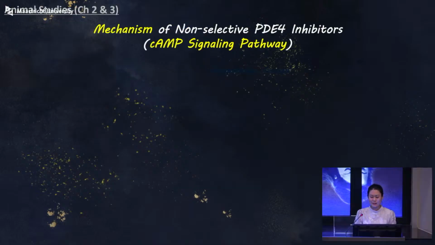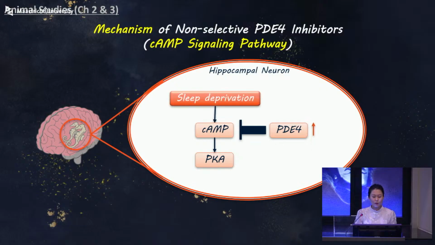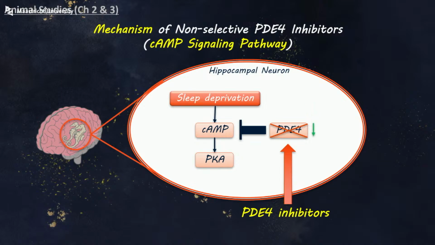Let's start with the animal studies. This slide shows the intracellular mechanism of non-selective PDE4 inhibitors, specifically through the cAMP signaling pathway. In the hippocampal neuron, cAMP activates PKA, and PDE4 blocks cAMP. During sleep deprivation, PDE4 protein level goes up. It decreases the cAMP signaling pathway, which in turn leads to poor memory. PDE4 inhibitors help by blocking PDE4. It increases the cAMP signaling pathway, which in turn leads to good memory.